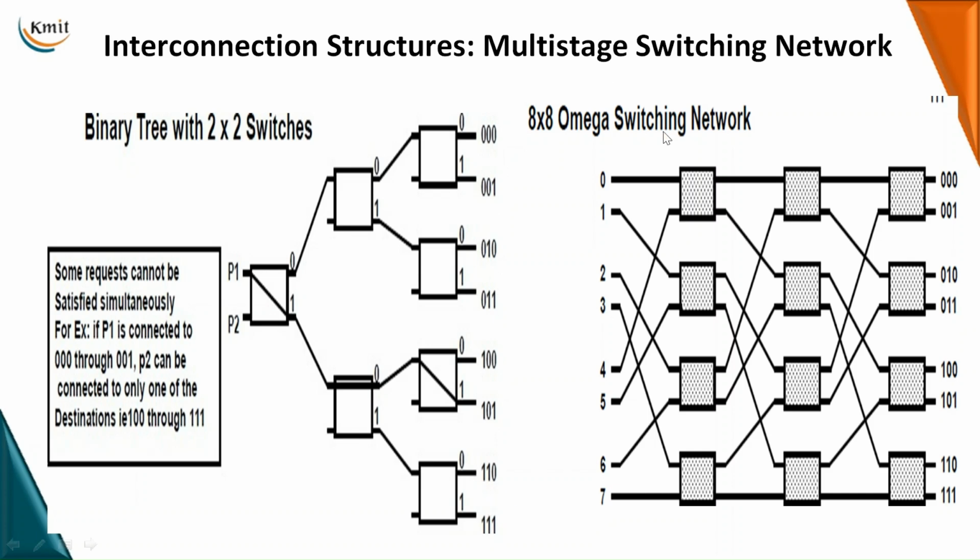In the same way, you can also implement a switch using an 8 by 8 omega switching network, where you have 8 inputs and 8 outputs, 0 to 7 and here 0 to 7. Using multiple switches present internally in the network, you can connect multiple sources to multiple destinations using an 8 by 8 omega switching network.